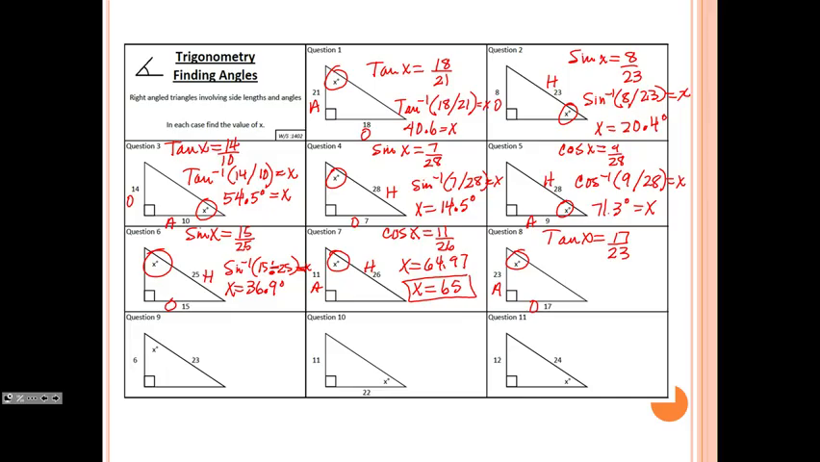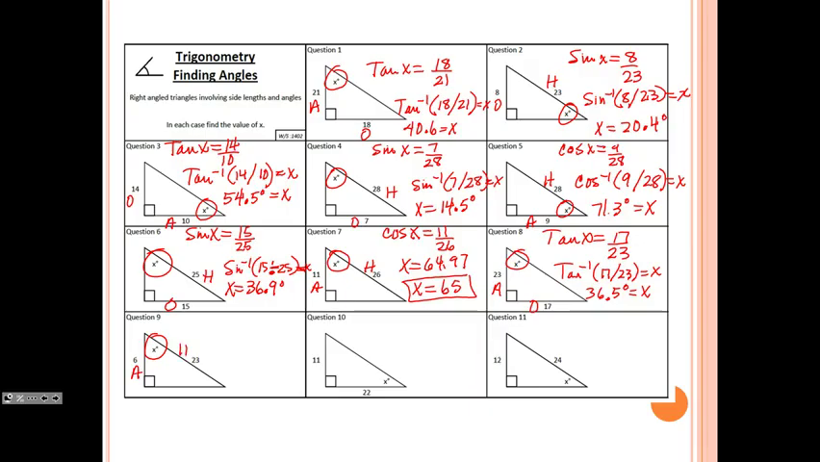So we're going to get x equals 36.5. Hopefully this is helping, guys. Okay, if you see any mistakes, let your teacher know.